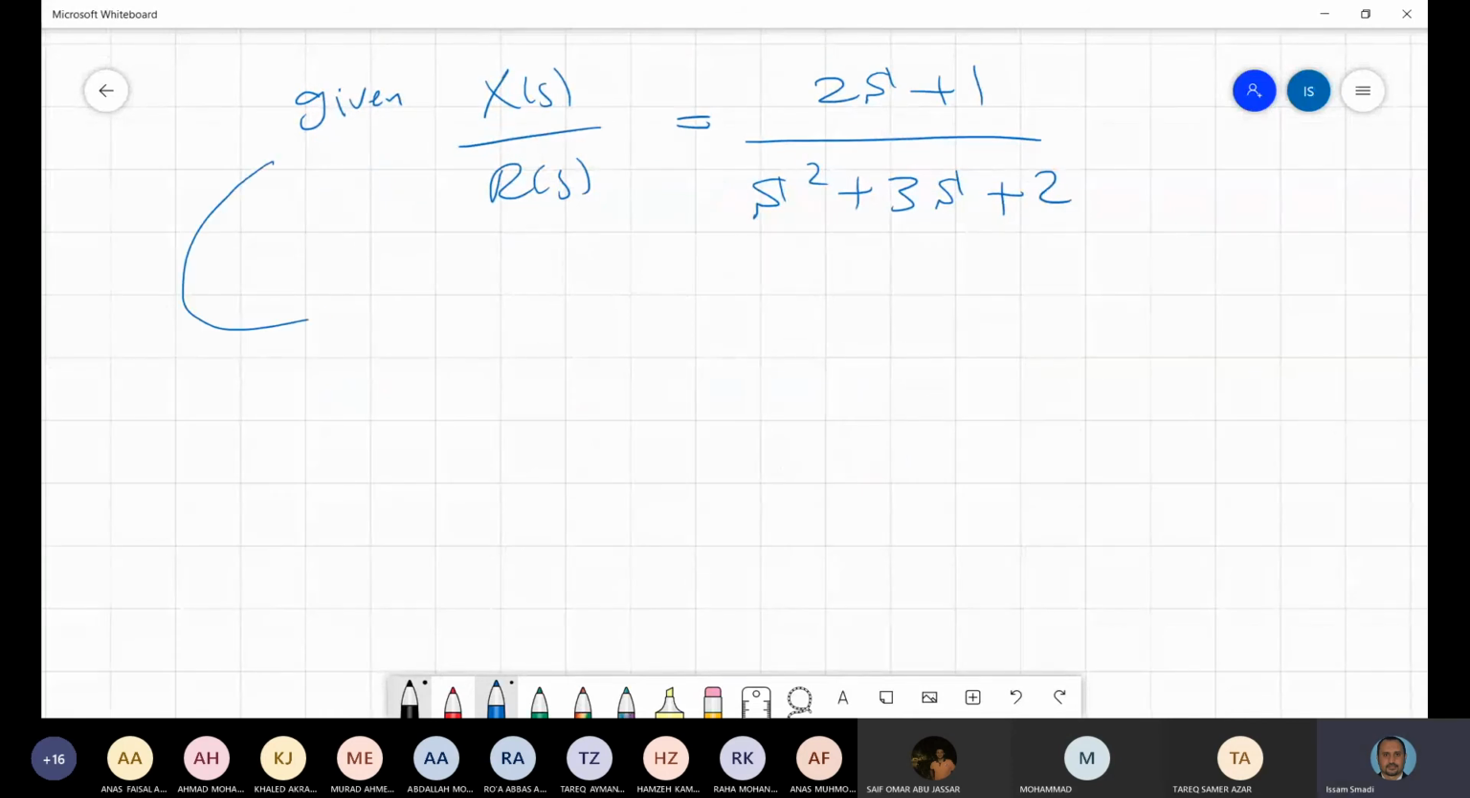Who can give me the differential equation that represents the system? Which means that I need to find what now? I need to find the system in time domain, correct?